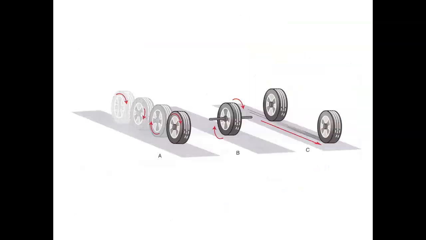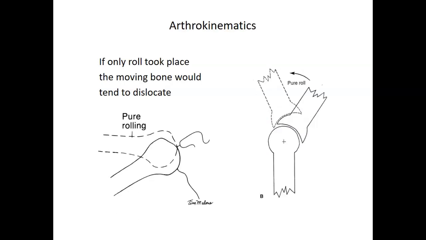Okay. So A, rolling. What's B? What would we call that? Spinning. And C is gliding. That's basically what we're talking about. If you get those concepts, things will start making sense.